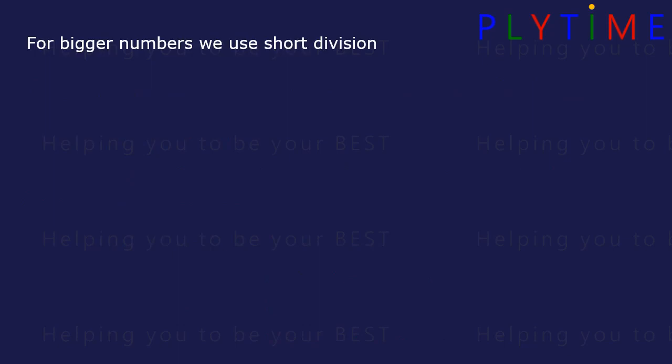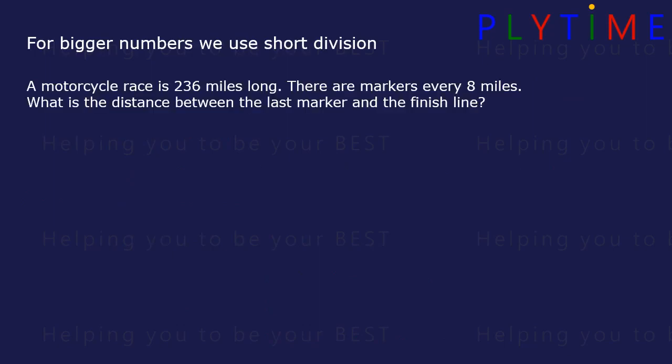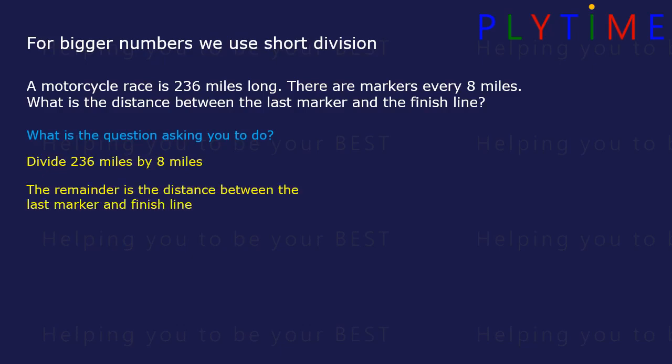For bigger numbers, we use short division. A motorcycle race is 236 miles long. There are markers every 8 miles. What's the distance between the last marker and the finish line? What's the question asking you to do? Divide 236 miles by 8 miles. And the remainder is the distance between the last marker and the finish line.